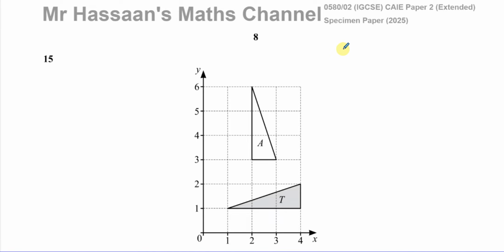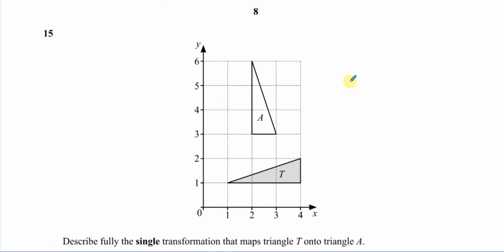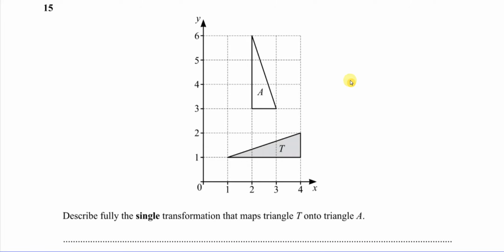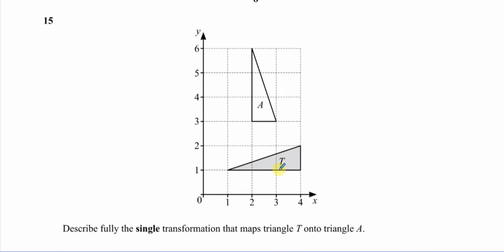I've now got up to question number 15 in the specimen paper for the 2025 IGCSE 0580 non-calculator paper 2. Now this question is about transformations, which has been in the syllabus for a long time, and we're given these two triangles.